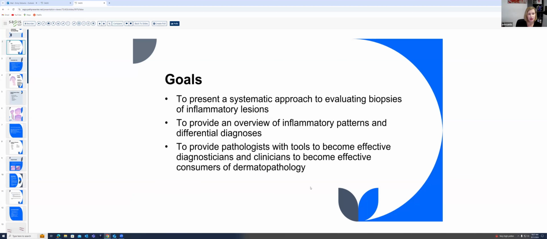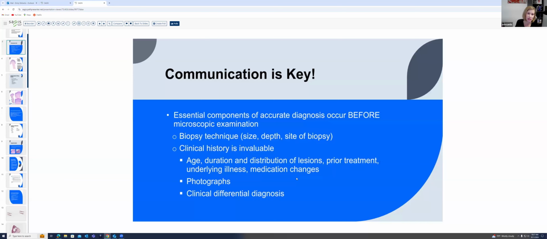The goals of this presentation are to present a systematic approach to evaluating biopsies of inflammatory lesions. It is important each time we look at a slide to look at it in the same systematic way to make sure we aren't missing anything and we're seeing all of the important components of the tissue. We're also going to provide an overview of inflammatory patterns and the differential diagnosis associated with them, and hopefully provide pathologists with tools to become effective diagnosticians and clinicians to become effective consumers of dermatopathology, and to just get a better sense of our approach to slides as we're looking under the microscope and how that relates to what you are seeing clinically when evaluating the patient.